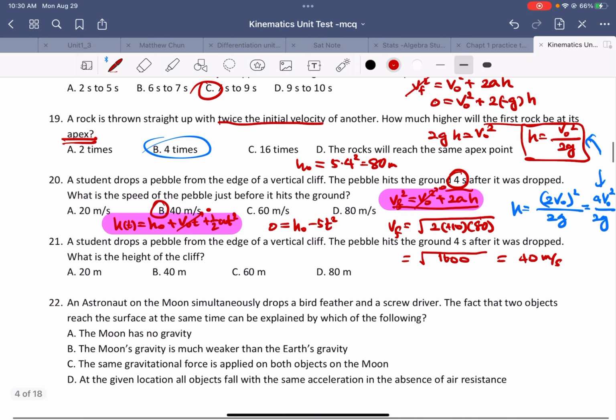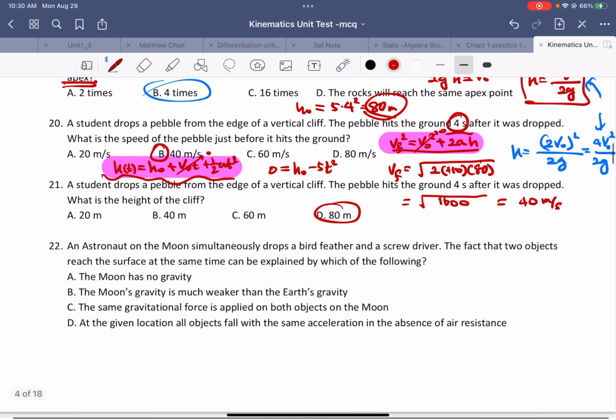Now, number 21, a student drops a pebble from the edge of the vertical cliff. The pebble hits the ground 4 seconds after it is dropped. So it's basically similar to the previous question. But what is the height? We already found out the height, right? Using that one, it was 80 meters. So the answer is T. Okay, we already talked about it using that equation.